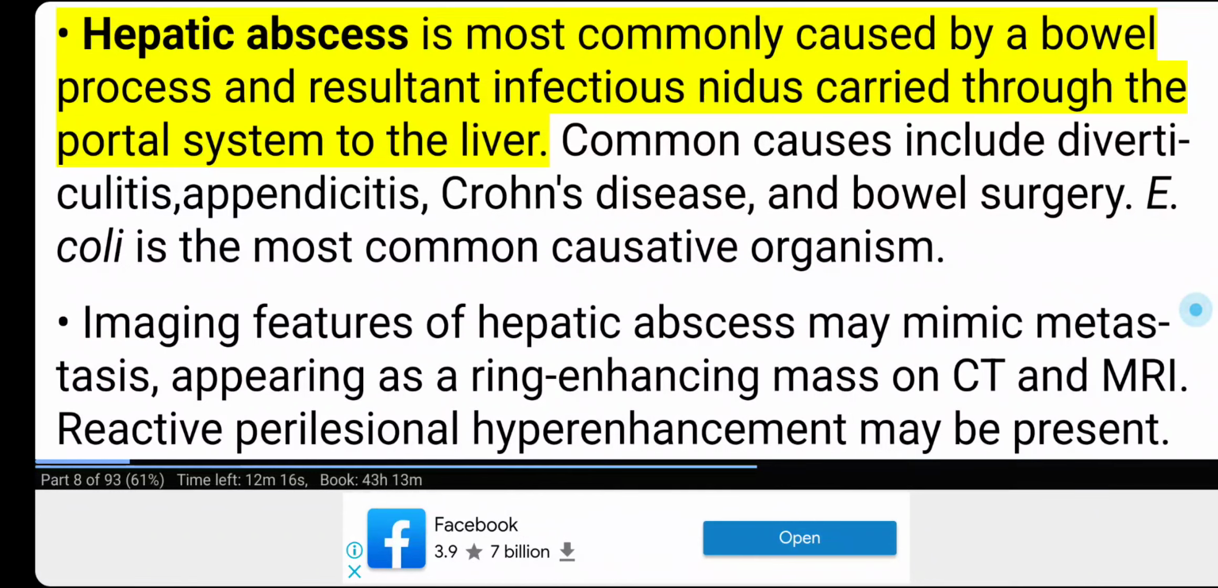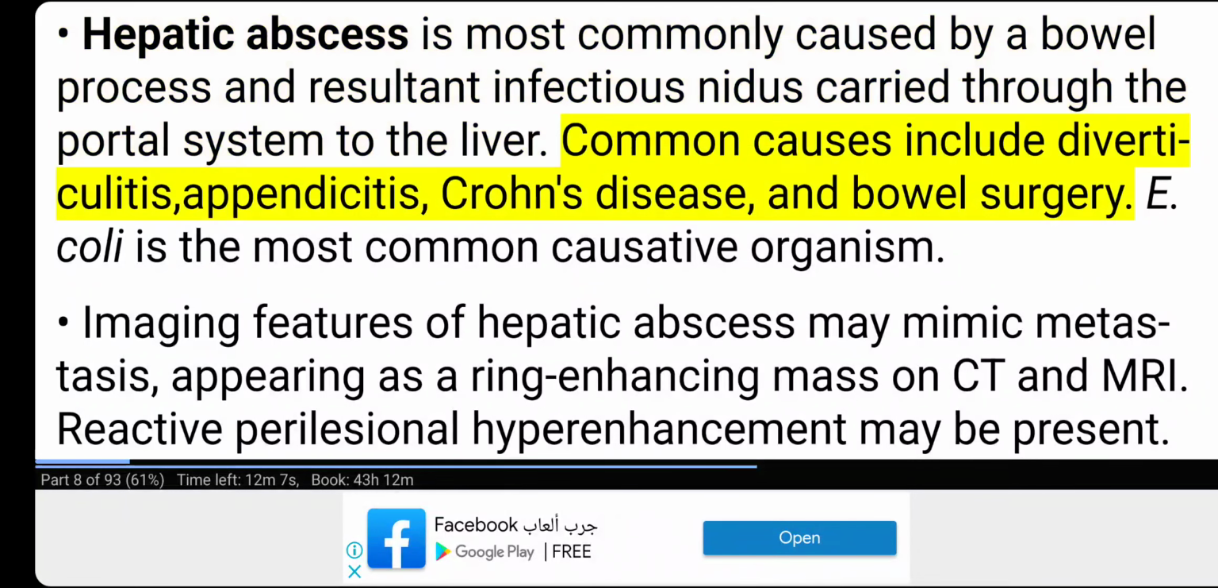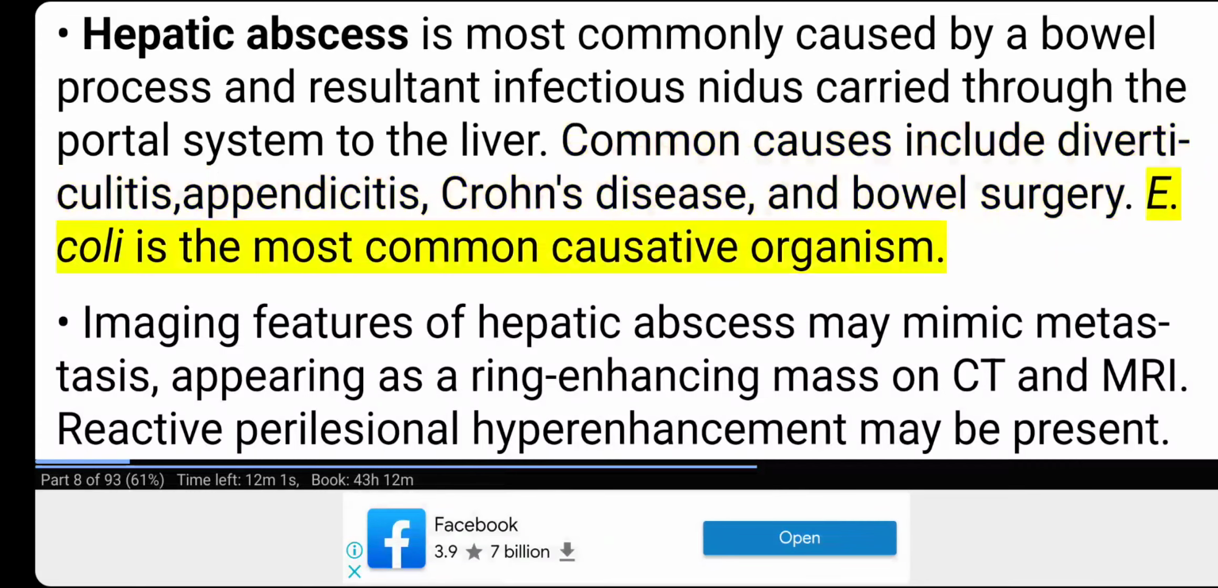Hepatic abscess is most commonly caused by a bowel process and resultant infectious nidus carried through the portal system to the liver. Common causes include diverticulitis, appendicitis, Crohn's disease, and bowel surgery. E. coli is the most common causative organism.